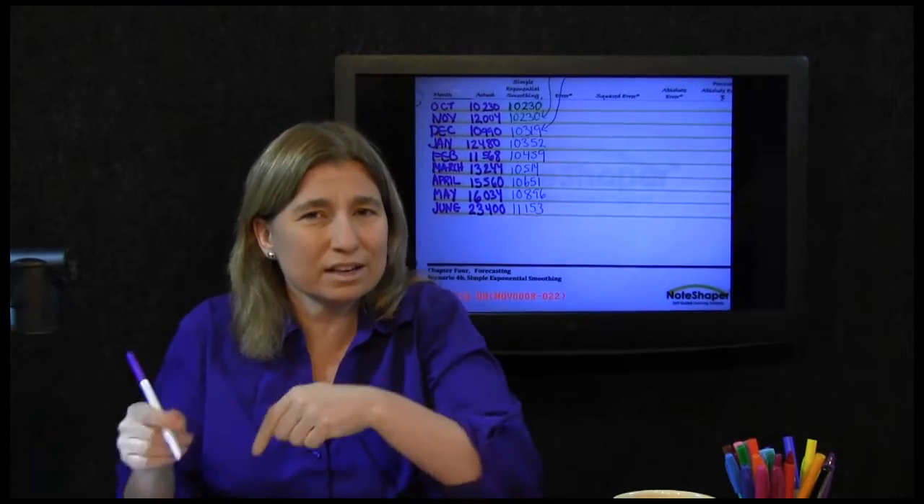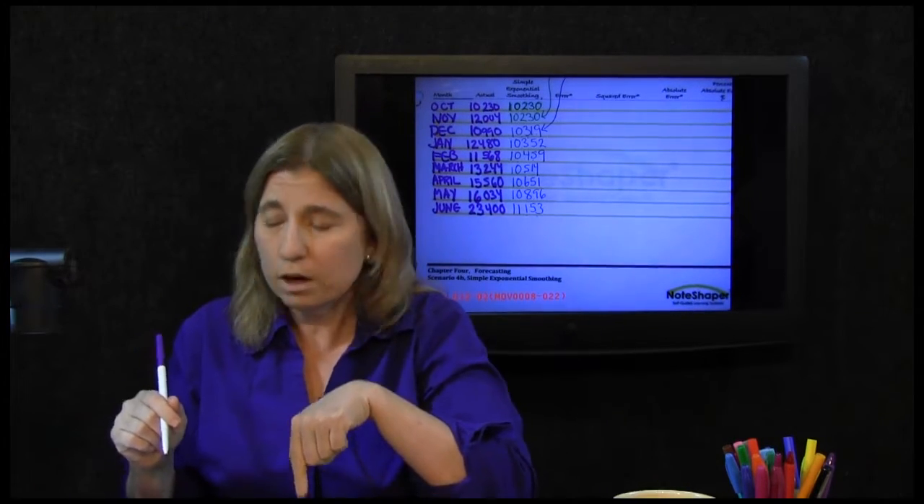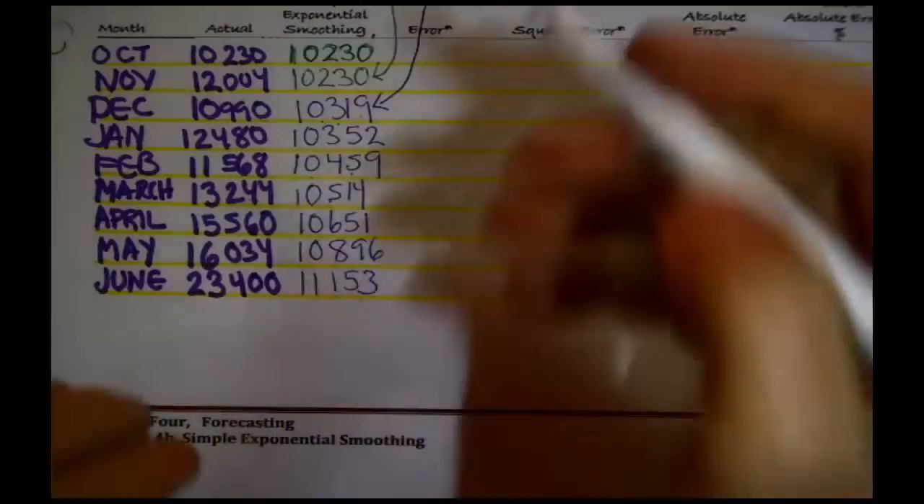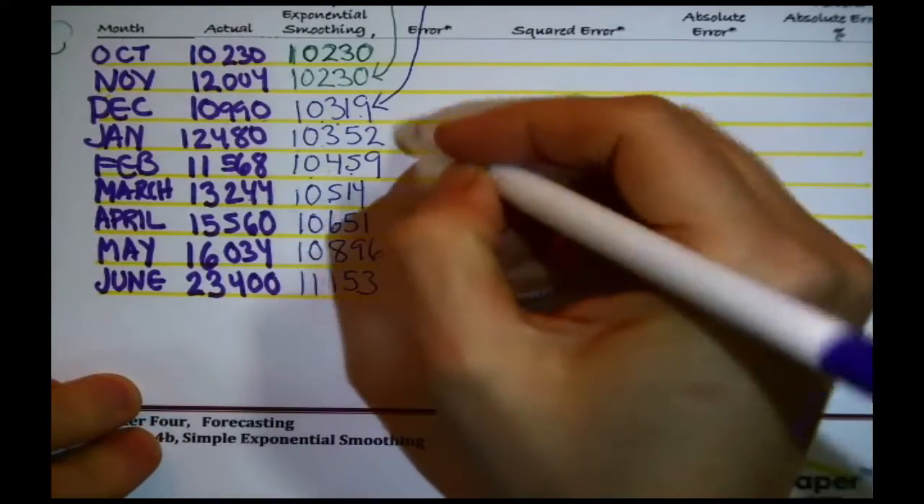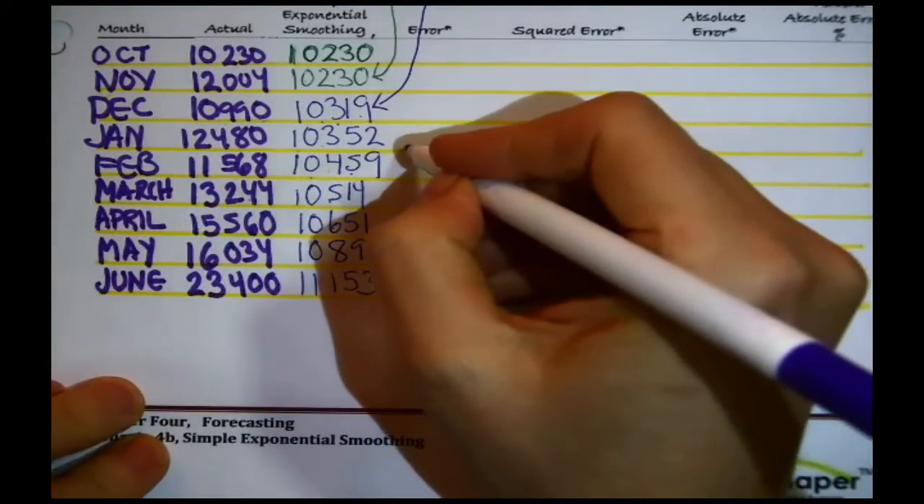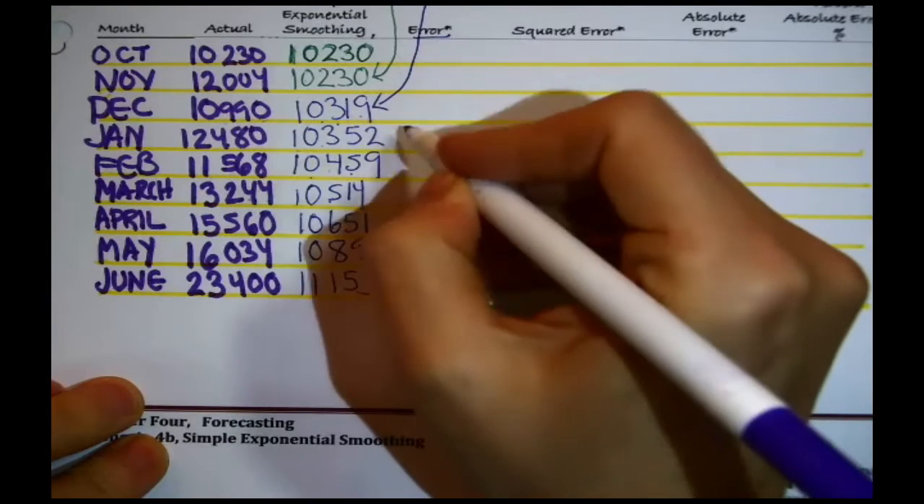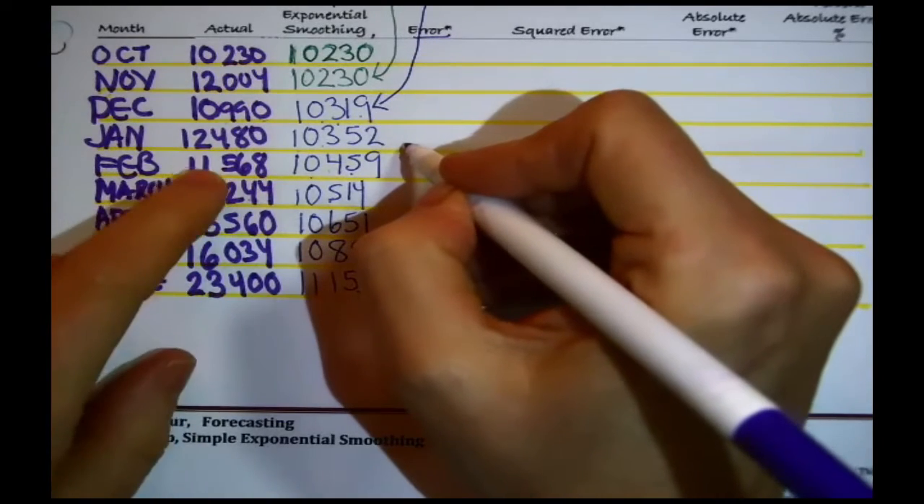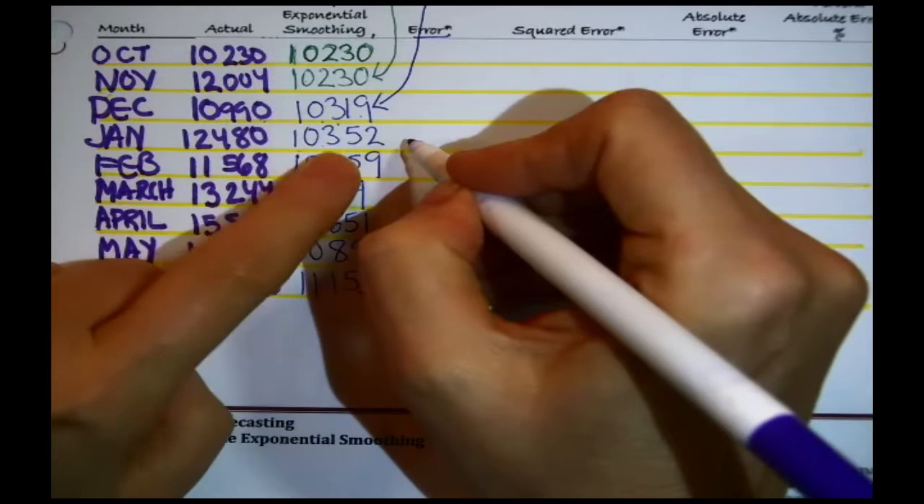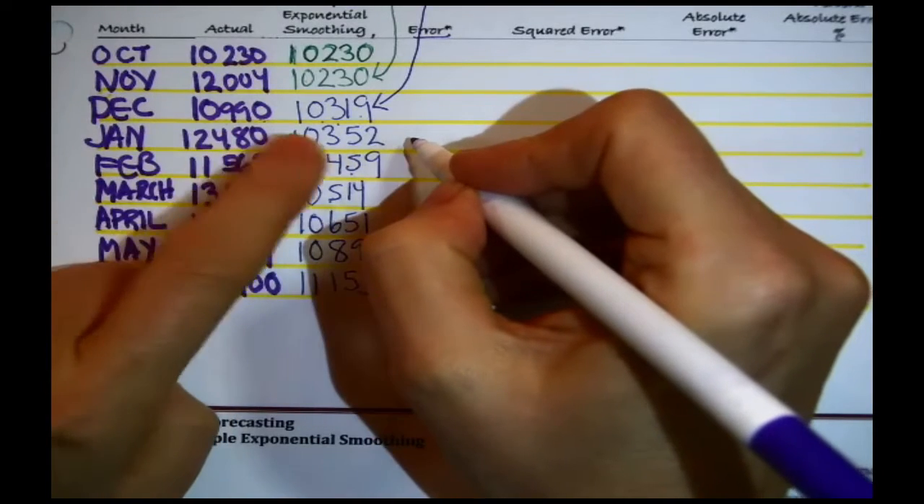I'm just explaining that's why you're going to see me doing that. You could do them for each of the months, but I'm going to drop in here at January. And I say, all right, now see it says error. What was the error in January? Error is actual minus forecast. So it's this column minus that column.